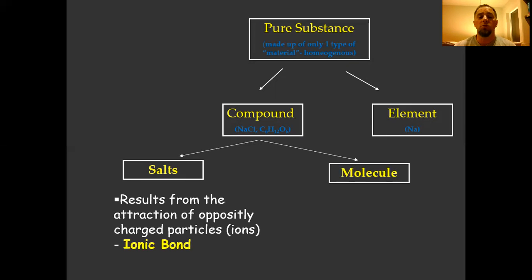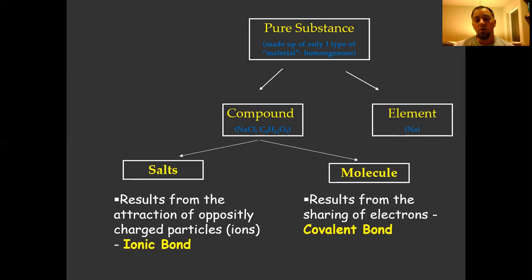So salts result from the attraction of oppositely charged particles or ions. This is known as an ionic bond. So sodium and chloride ions combine because one is a positively charged cation, sodium, and another is a negatively charged ion, the chloride ion. And because of the positive and negative charge, they are attracted because of that opposite charge.